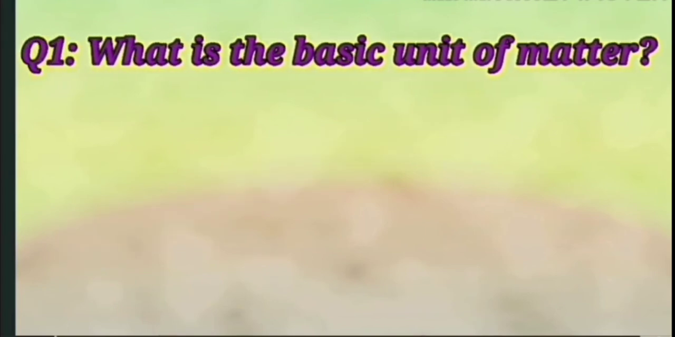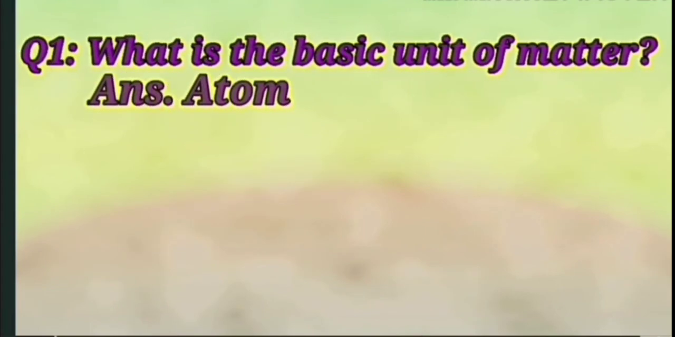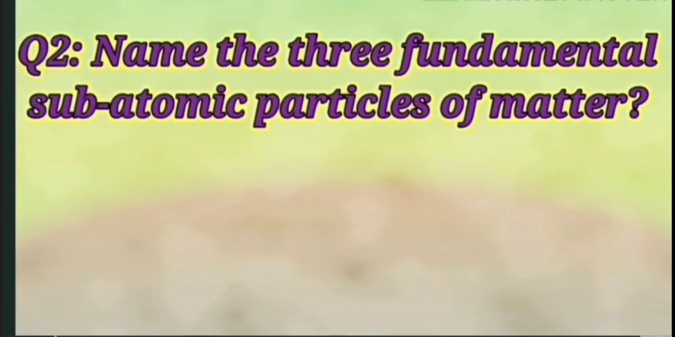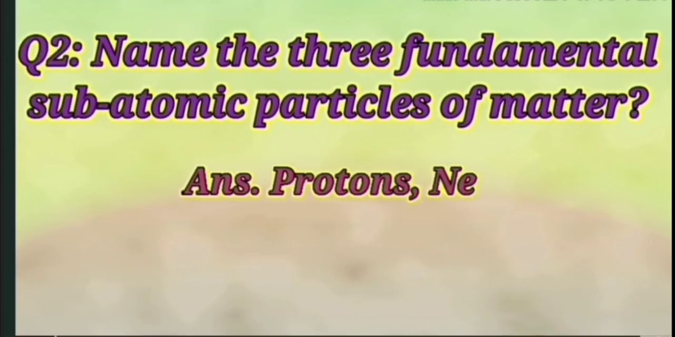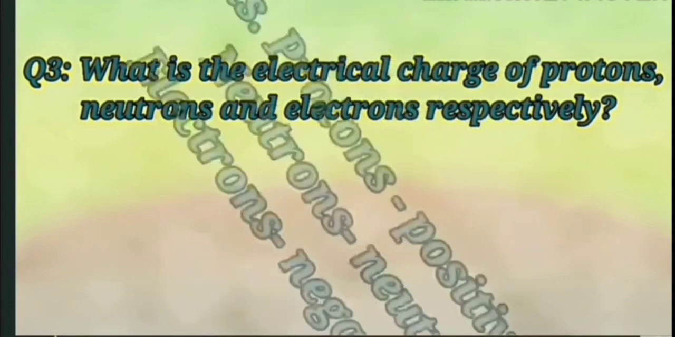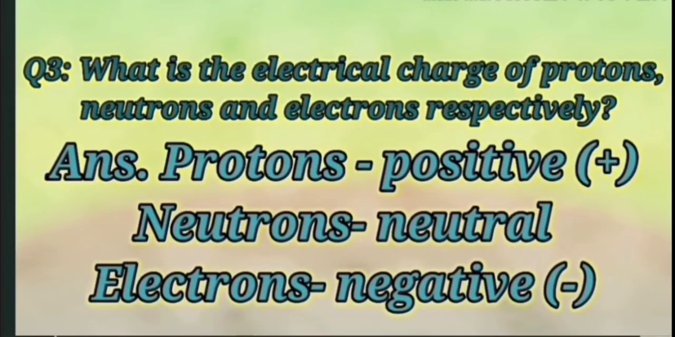First question, what is the basic unit of matter? Answer is atom. Name the three fundamental subatomic particles of matter. It is protons, neutrons, and electrons. What is the electrical charge of protons, neutrons, and electrons respectively? Protons are positively charged, neutrons are neutral, electrons are negatively charged.